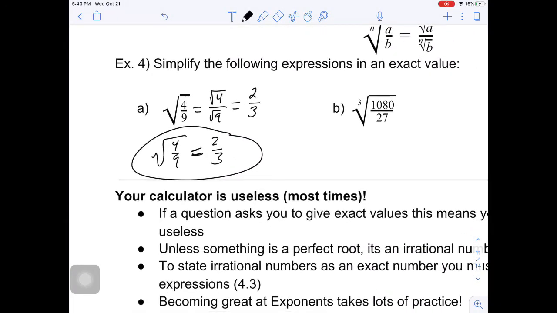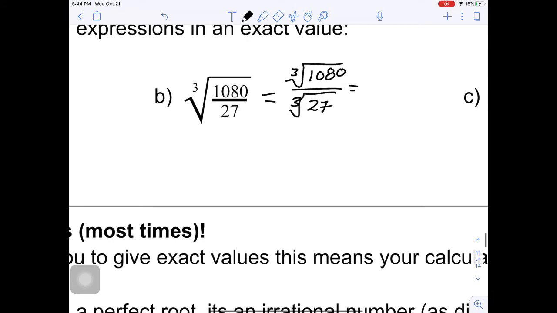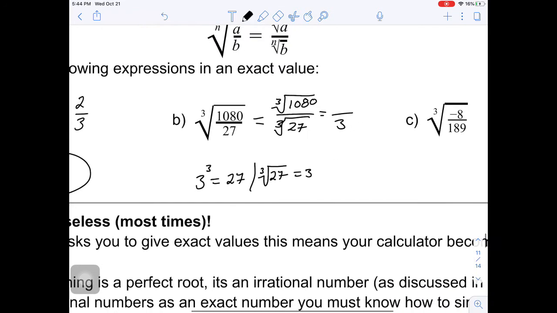Okay, let's move on to B. So for B, again, we have a fraction inside a radical. Well, let's separate this and make it the cube root of 1080 over the cube root of 27. If you look here, 27 is a perfect cube, right? Because we know 3 cubed equals 27. So that means the cube root of 27 equals 3. So this equals 3 here.